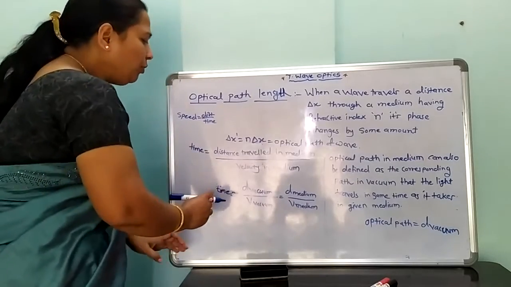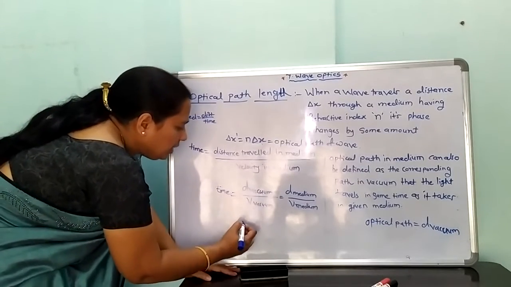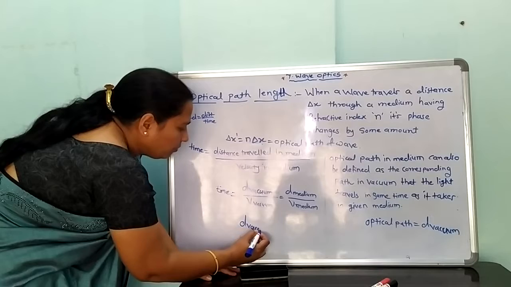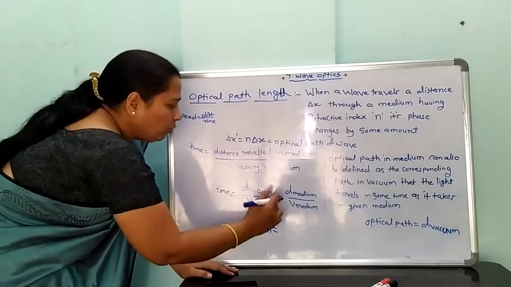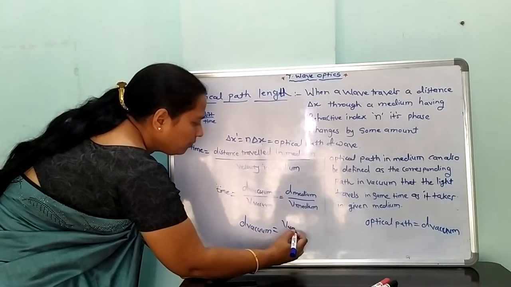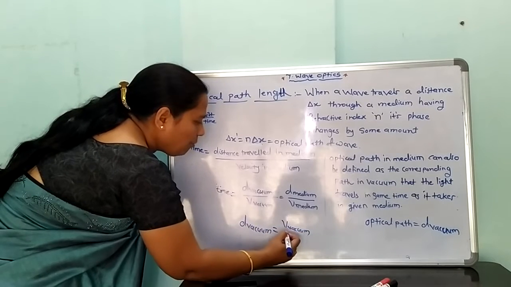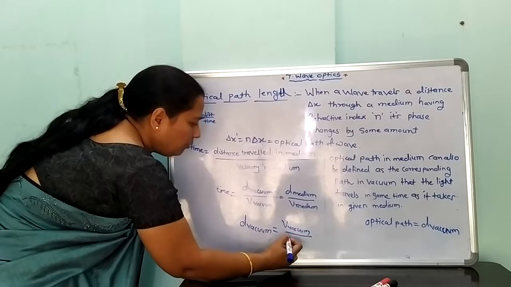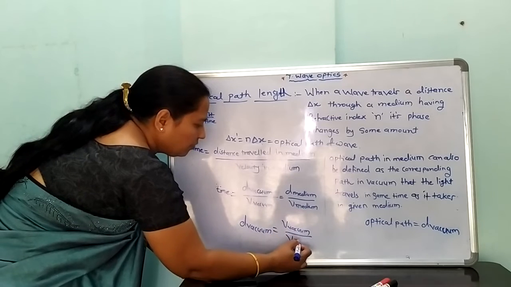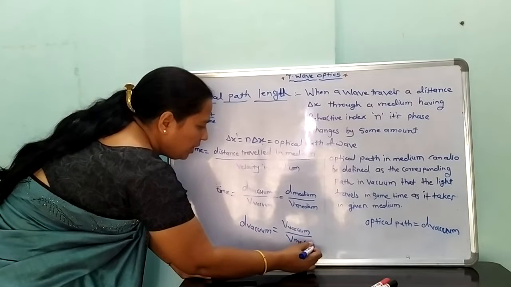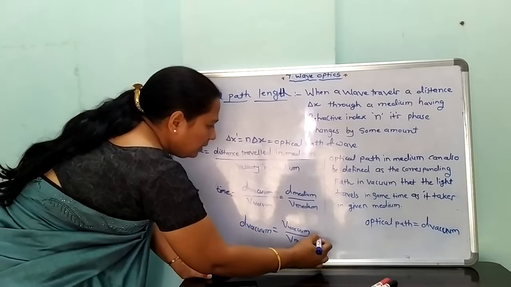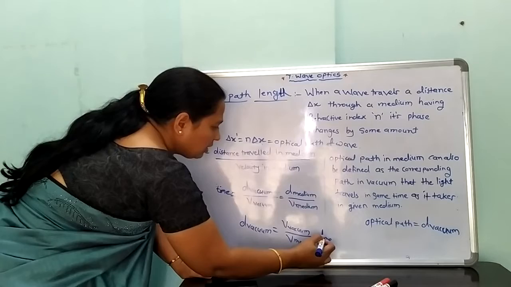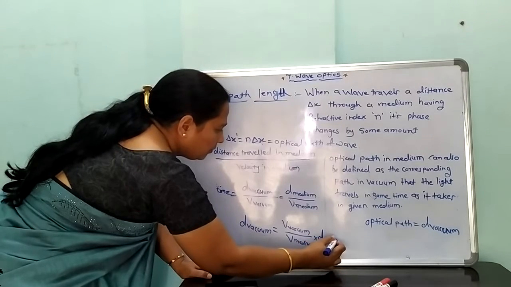Therefore, we get the distance d vacuum upon v vacuum is equal to d medium upon v medium, where d medium is the distance covered in any medium.